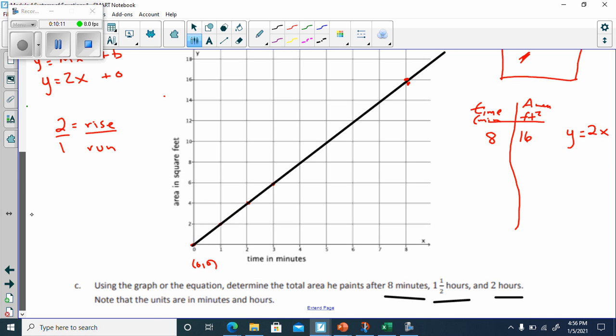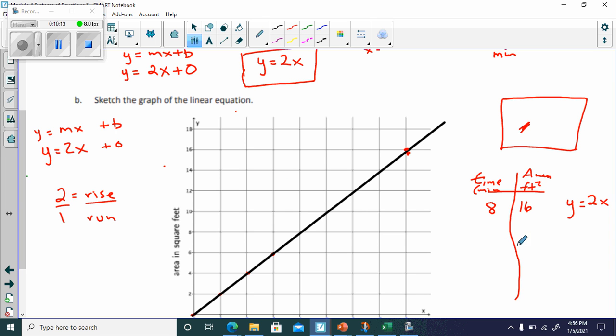Then it says, what about 1.5 hours? Well, we got to convert this 1.5 hours business, don't we? 1.5 hours. We need this in minutes because we're talking about minutes. Let's see how many minutes that is. I got 1.5 hours. How many minutes are in an hour? 60 minutes in 1 hour. Okay. 60 times 1.5 would give me 90 minutes.